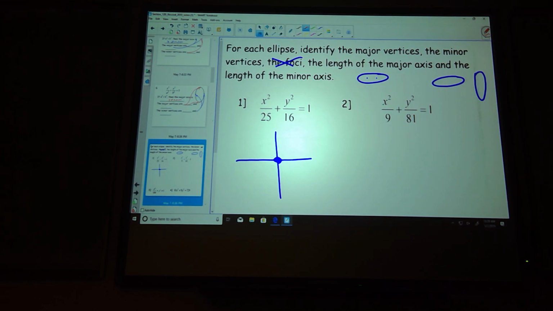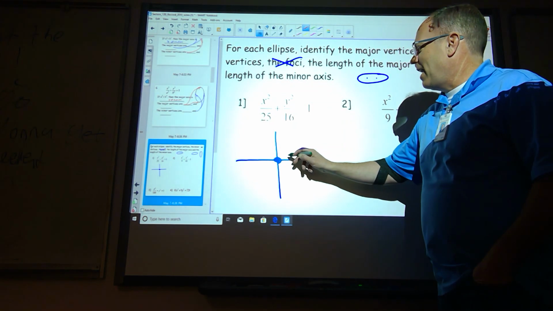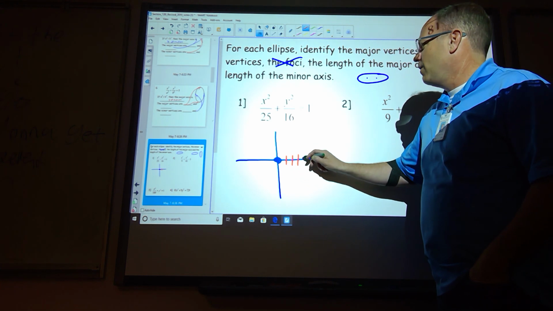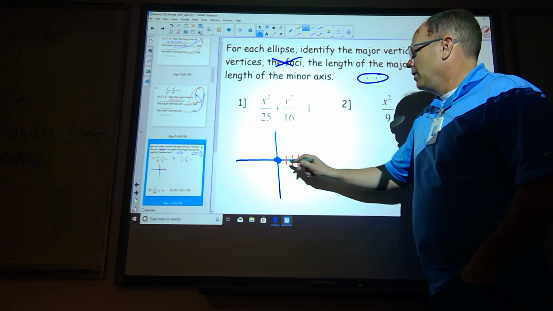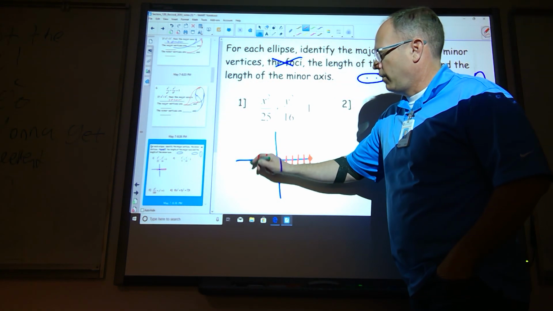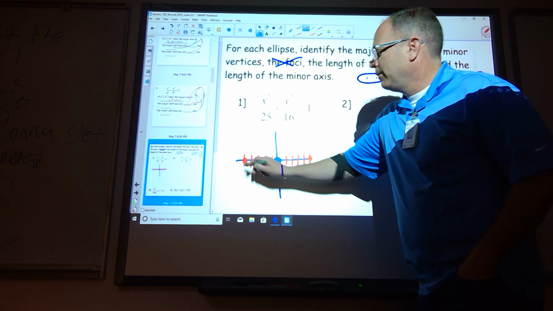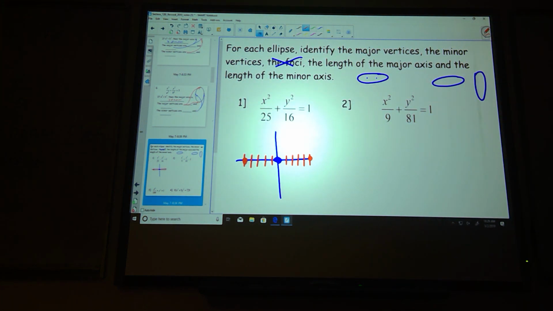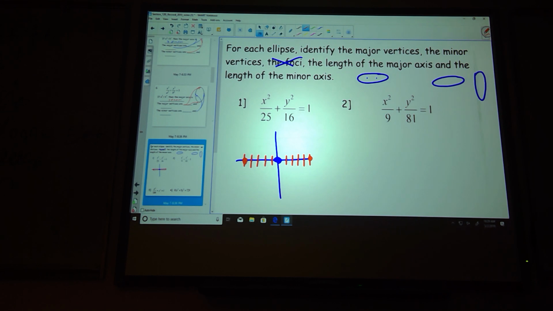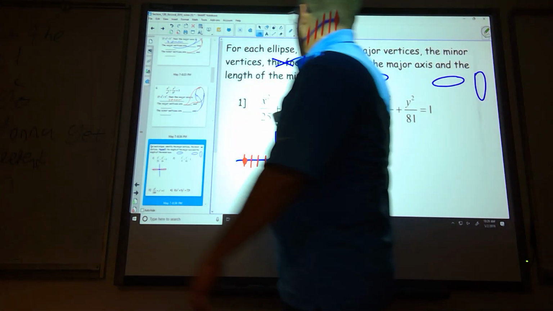What is the square root of 25? 5. 1, 2, 3, 4, 5. Put a dot. 1, 2, 3, 4, 5. Put a dot. What is the square root of 16? Everybody okay with that so far? The minor axis is the way it's not quite as squished.